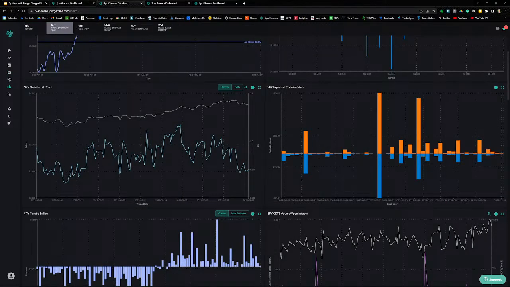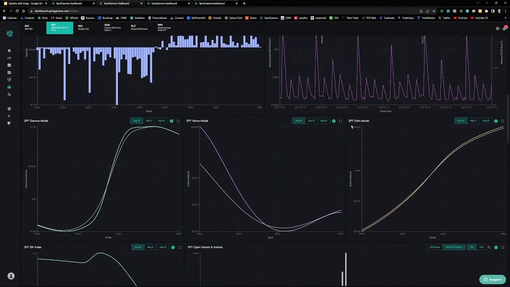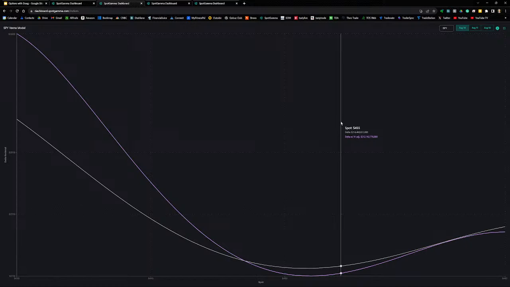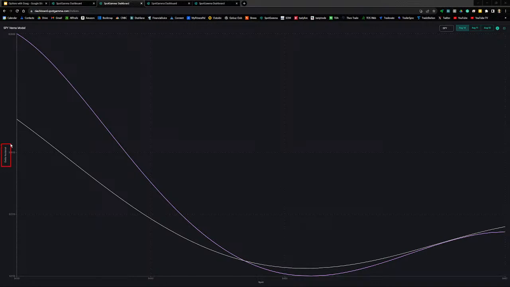So I'm going to go to the Vanna model. I'm going to start with SPY. And note the shape of this curve is typical of a negative gamma environment, this large skew to the left side. What this chart is showing is market makers' delta notional, delta exposure, and how that changes with changes in price. Delta notional shown on the vertical axis, price shown on the horizontal axis. There are two curves on this chart. The gray curve is showing how market makers' delta notional changes with changes in price only. And then this purple curve shows how market makers' delta notional changes with changes in price and implied volatility. And that change in delta with a change in implied volatility is the Vanna effect.